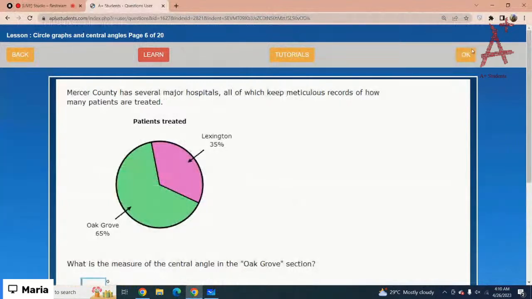Okay, Mercer County has several major hospitals, all of which keep meticulous records of how many patients are treated. What is the measure of the central angle in the Oak Grove section? So they are 65%. So just calculate 65% of 360. Got it? Let me just calculate 0.65 times 360.